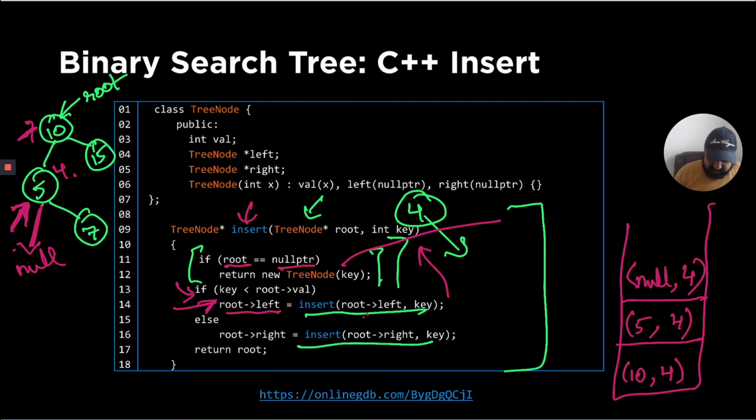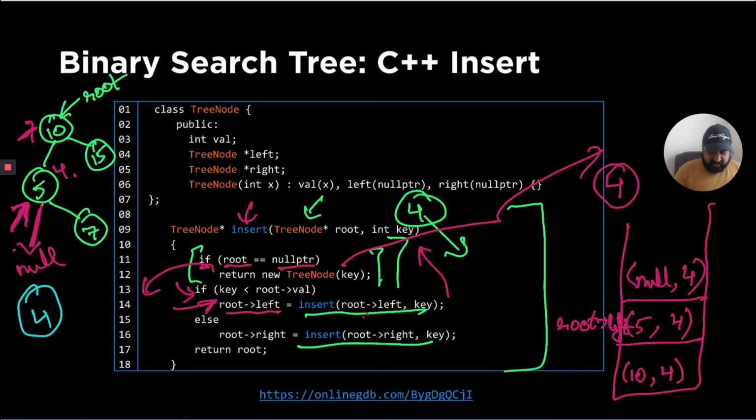It will now actually create a new tree node with the value key, which is 4. So a new tree node is now created, and this is returned to the previous function call. You remember we have root's left on the previous function call, which still has to be executed. So this new node that's created, this 4 one, will be attached to this 5 node which was in the previous stack frame. So root's left will now point to 4.